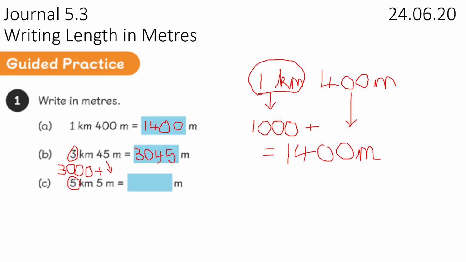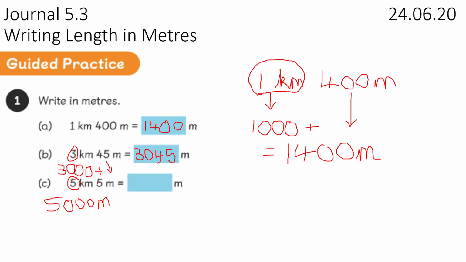Now this next question is going to be a little bit tricky again. The first part is actually really easy. If 1 kilometre is 1,000 metres, 5 kilometres is going to be 5,000 metres. Okay, so 5,000 should have 3 zeros. And we need to add the 5 metres.